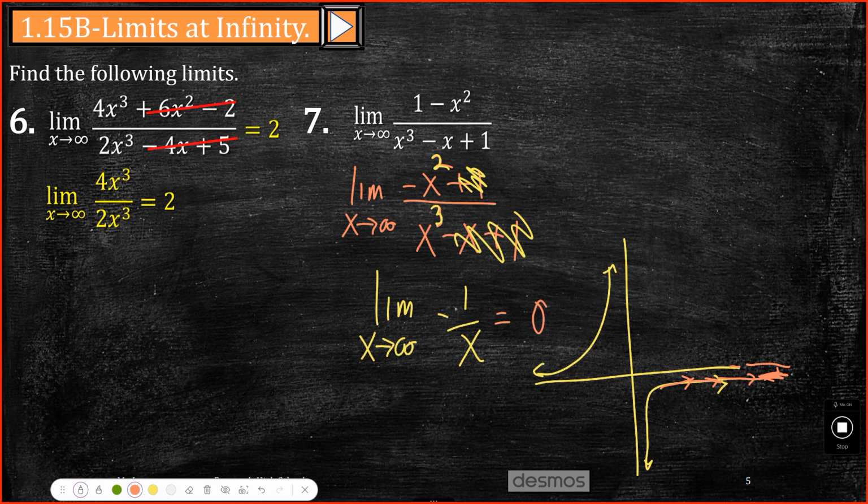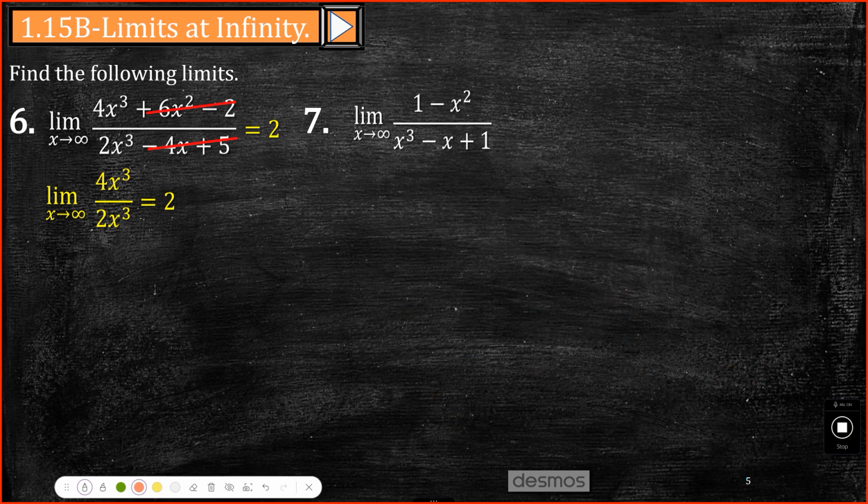Another way of looking at it is that when x gets really big, you will get -1 over, say, 1 million or a billion. It approaches 0. So it's going to be -0.00001. And as you get bigger and bigger, it'll be closer and closer to 0. So the answer will be 0 here.